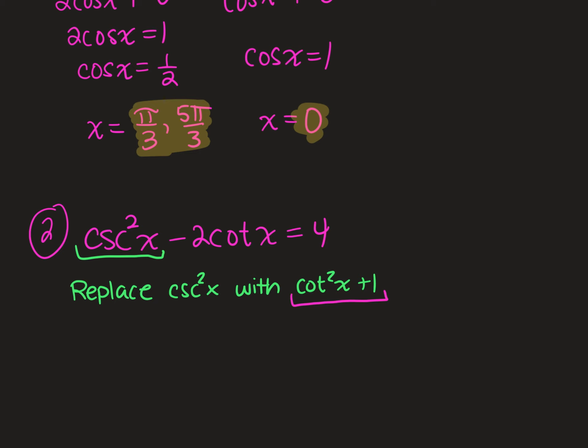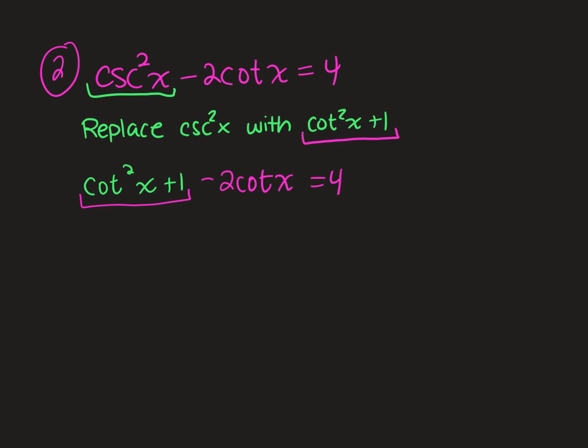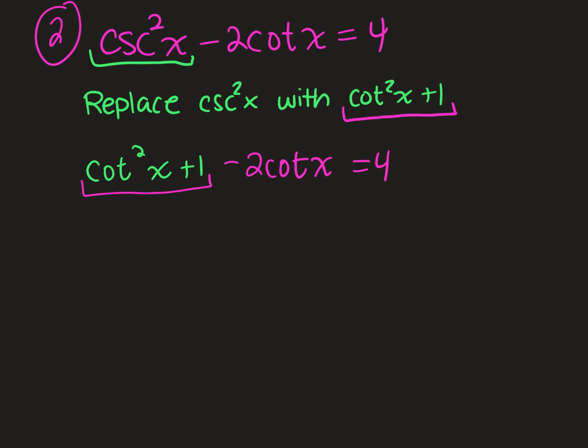All right, so what does that make our equation look like? Well, instead of cosecant squared, we're going to have cotangent squared plus 1. And that's that entire first term there. The rest of my equation stays the same. So minus 2 cotangent equals 4. That doesn't look too bad. We've got cotangents and cotangents only. That should be a little bit easier to factor.